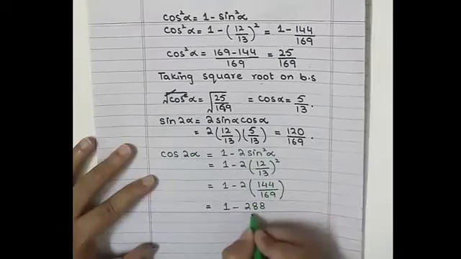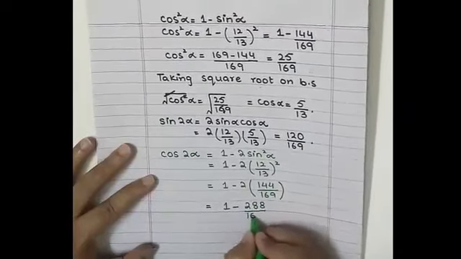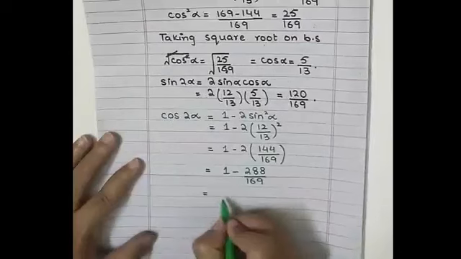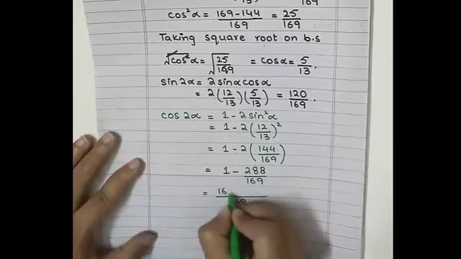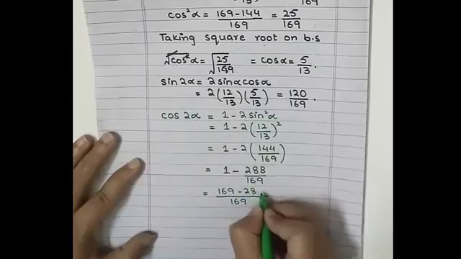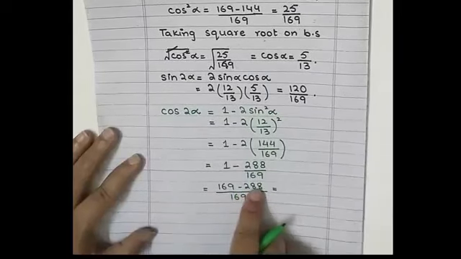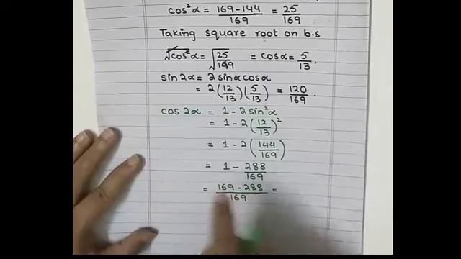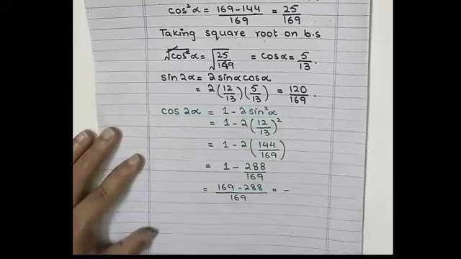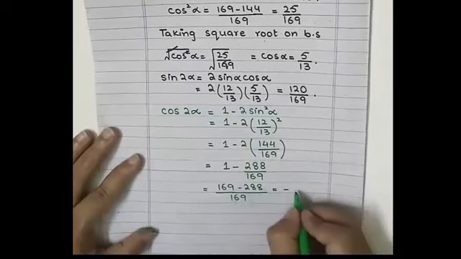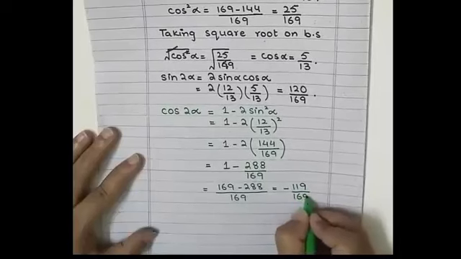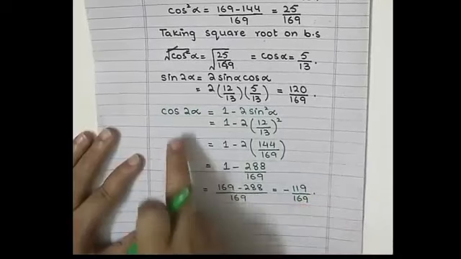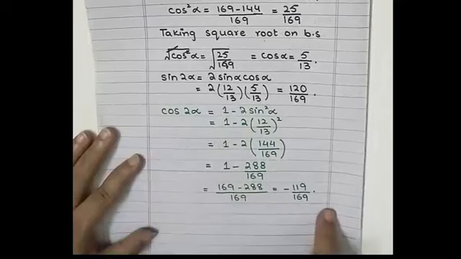So 1 minus 2 times 144, which is 288, divided by 169. Now we will take LCM, 169. So this is 169 minus 288. A bigger number is subtracted from a smaller number, so we will have a negative sign, and this subtraction is equal to minus 119 over 169. So this is the value for cos 2 alpha.